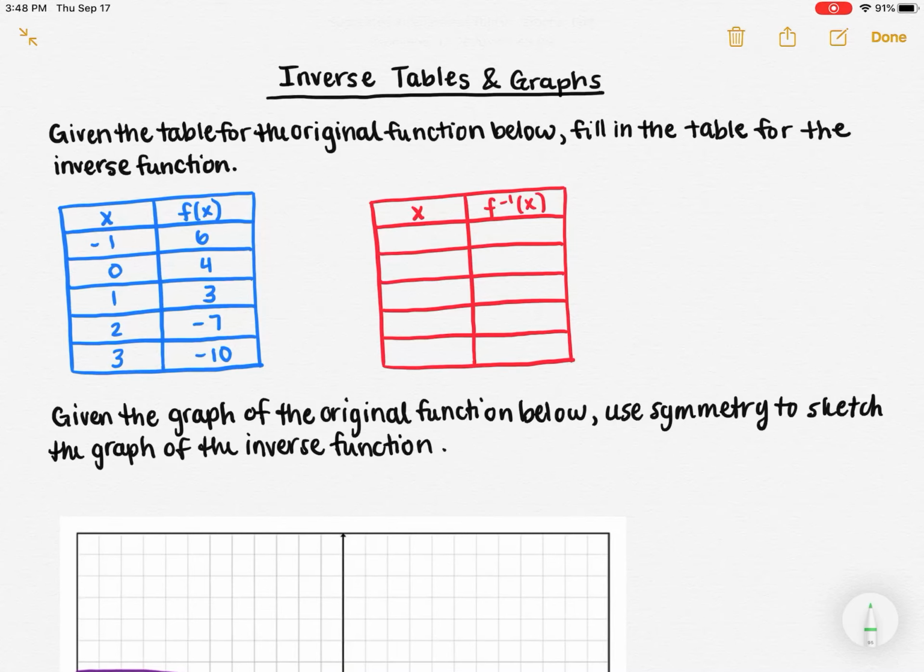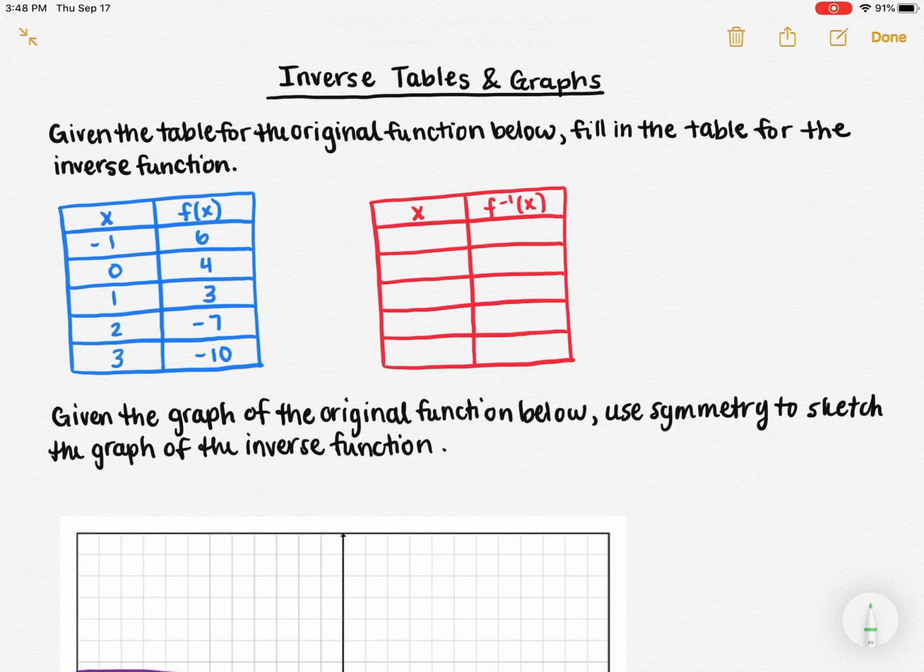Hi everyone, in this video I'm going to be talking about what we've learned about inverse tables and inverse graphs. So in this first question we're being given a table for the original function, which is called f of x, and we need to fill in the table for the inverse of f of x.